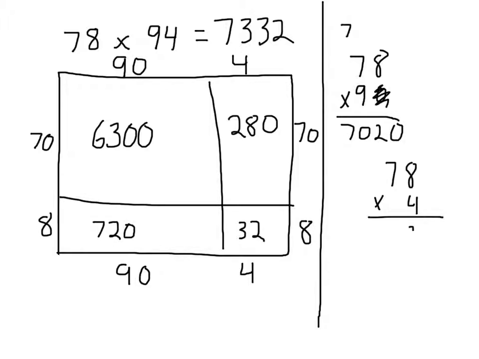8 times 4 is 32. 7 times 4 is 28, plus 3 more is 31. And if we did our math correct, we should be able to add that up. And already it looks like it's going to work. If we add our 7,020 on the end, we get 7,332. So that does end up working, which is very, very handy for us.